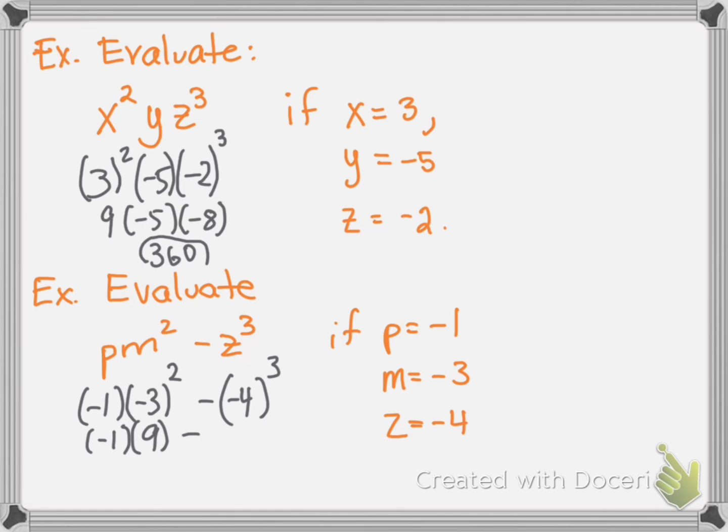Negative 4 to the third power is negative 64 because we have 3 negatives. And then we multiply negative 1 times 9 is negative 9. And then negative times negative is positive 64. Notice it's 1 positive and 1 negative. So we subtract and the answer is 55 positive.